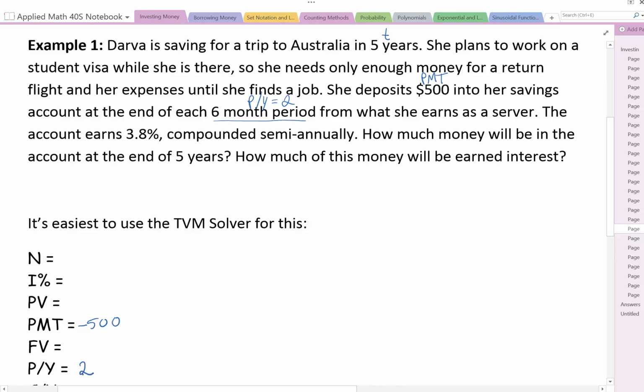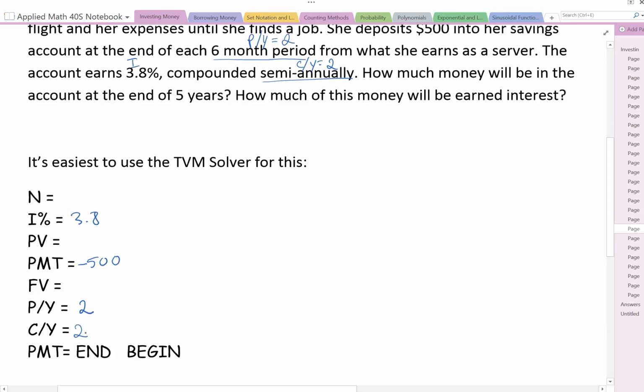Payments per year 2. Now the account earns 3.8% compounded. So that's I here. And it's compounded semi-annually. That means our C/Y is also 2. Compounding per year. So when we're putting in regular payments, if there's no additional lump sum that we're putting in there, then PV is set to 0. Now if we have a lump sum and then we're adding, then we're going to put a value in PV as well. In this case, that's not the situation.